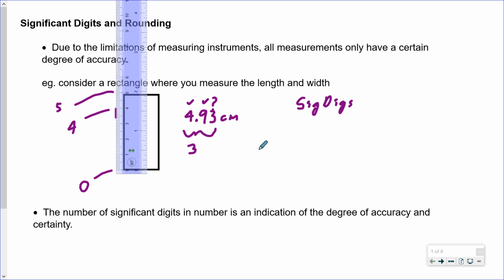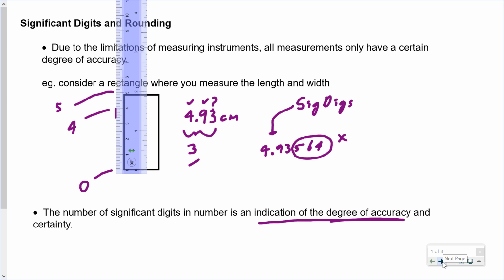I would be wrong to write this as 4.9 because I can actually do better. I would also be wrong to write this as 3.564 because I definitely do not know about these ones here. Absolutely not. So that's why the correct number of significant digits is going to be our 3 significant digits, and it is an indication of the degree of accuracy that we can ascertain using this particular measurement instrument.